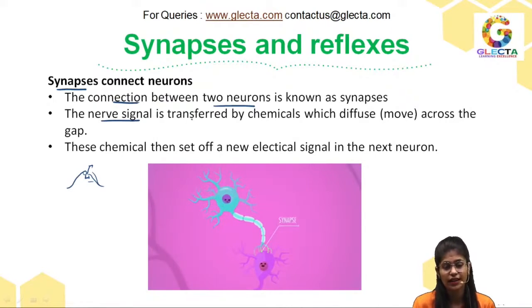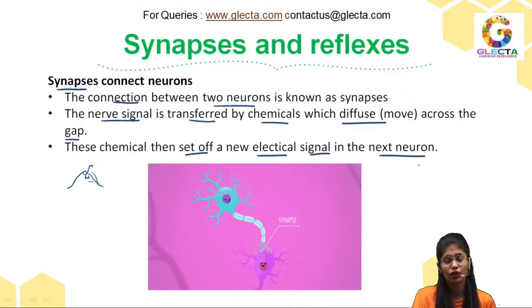The nerve signal is transferred by a chemical which diffuses or moves along these gaps. So they're going to jump the synapse. These chemicals will be jumping the synapse, entering the next neuron, transferring into it, moving along the length of that neuron, then moving into the next one. Like you see in here, the upper one will send some signals, the second one will receive it, and then continue with the third and fourth and the fifth, so n number of neurons can be present. These chemicals then set off an electrical signal in your next neuron.